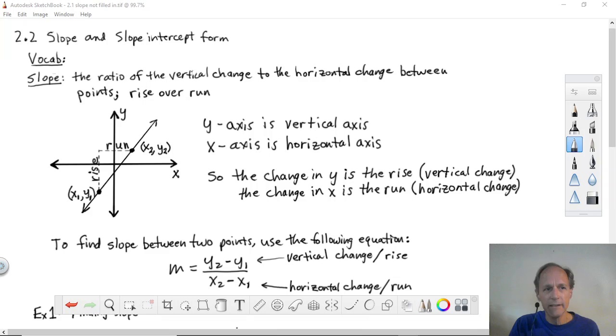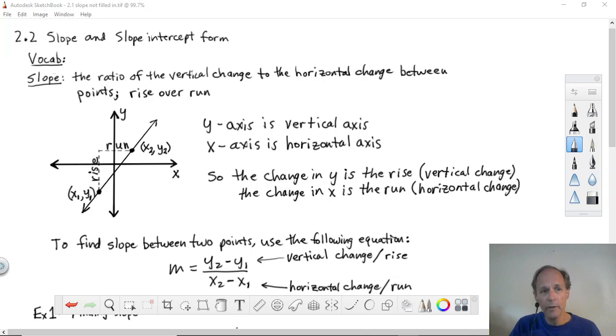Hi guys. Well, we've been talking about relations and functions, and we're going to continue that today. This is section 2.2. We're looking at slope and slope-intercept form today, and we'll just get to slope today. So let's look at that.